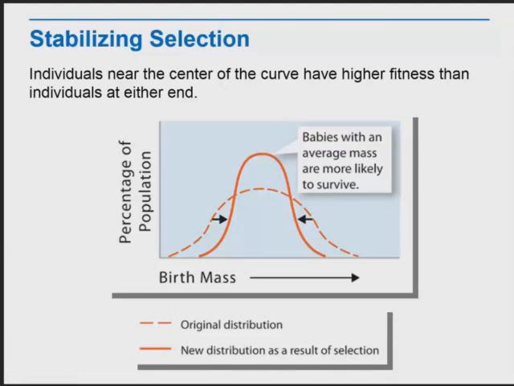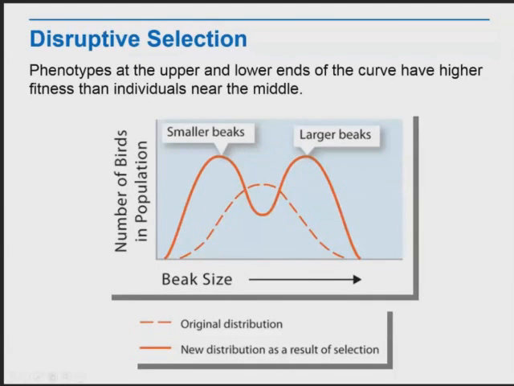So if medical advances led to larger babies having a better chance of surviving, how would this affect the curve for stabilizing selection? The curve would shift to the right. When phenotypes at the upper and lower ends of the curve have higher fitness than individuals near the middle, disruptive selection can occur. Disruptive selection lowers the fitness of intermediate phenotypes. If the pressure of natural selection is strong and lasts long enough, the single curve can split into two. In other words, disruptive selection can create two distinct phenotypes, increasing diversity within the species.